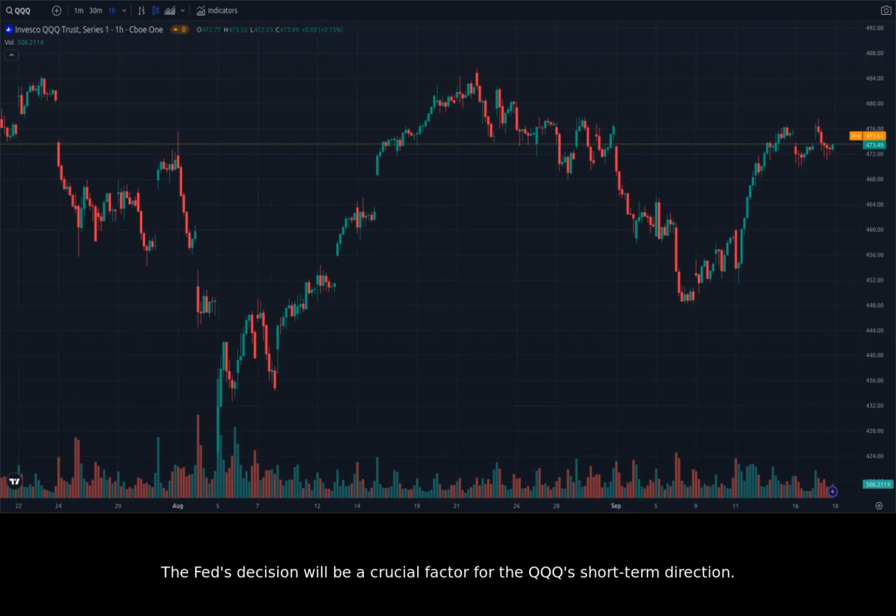The Fed's decision will be a crucial factor for the QQQ's short-term direction. A 50 basis point cut could further suggest a downgrade of the Fed's view on the labor market. This could lead to increased uncertainty and potentially trigger a sell-off in the market.